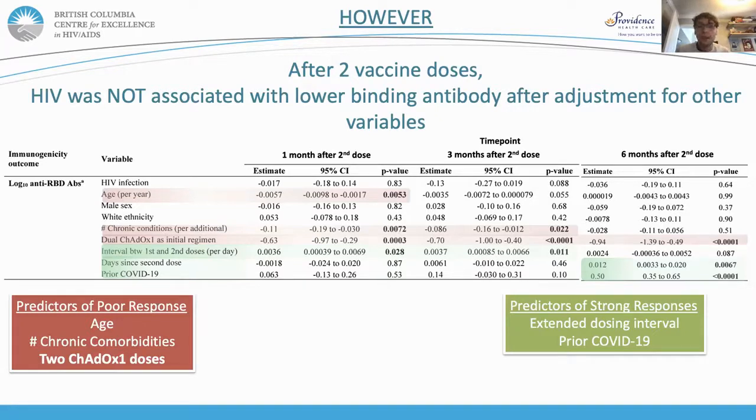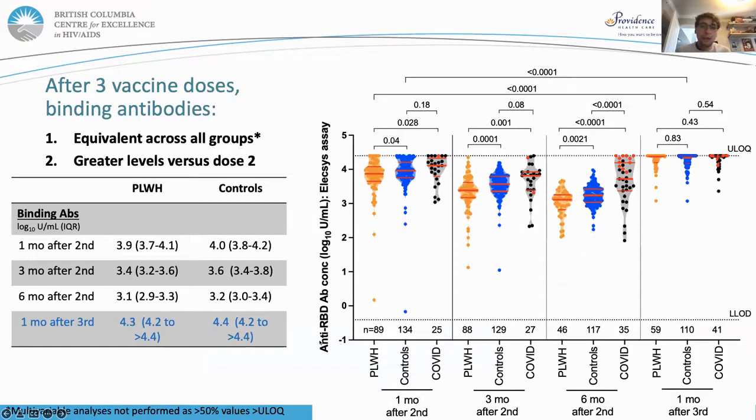We also did notice that if you had an extended dosing interval between the first and second dose, or if you had prior COVID-19, that you had better responses, which is supported by other literature. Now, if we look at peak immunity a month after the 3rd dose, we actually see that the 3rd dose increased total antibody levels by about half a log across all groups.